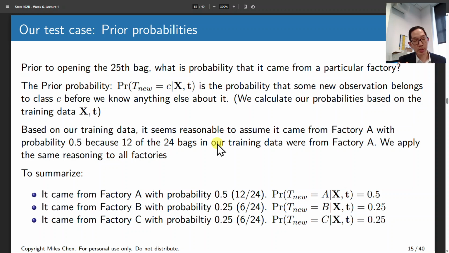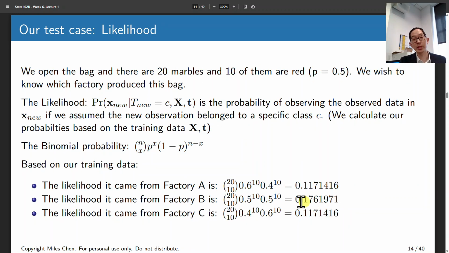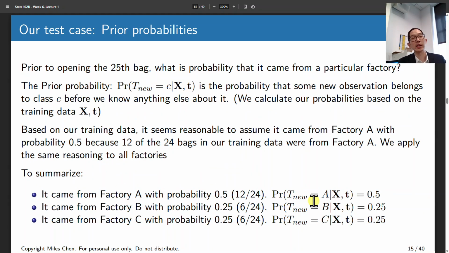But we want to balance this likelihood, which says factory B has the highest likelihood, with our prior knowledge, our prior probabilities, which was before we opened up any of the bags. If I didn't tell you anything about the contents of the bag and I said, hey, what do you think, what's the probability that this bag came from factory A or B or C? Okay. Well, we might base that on our training data.